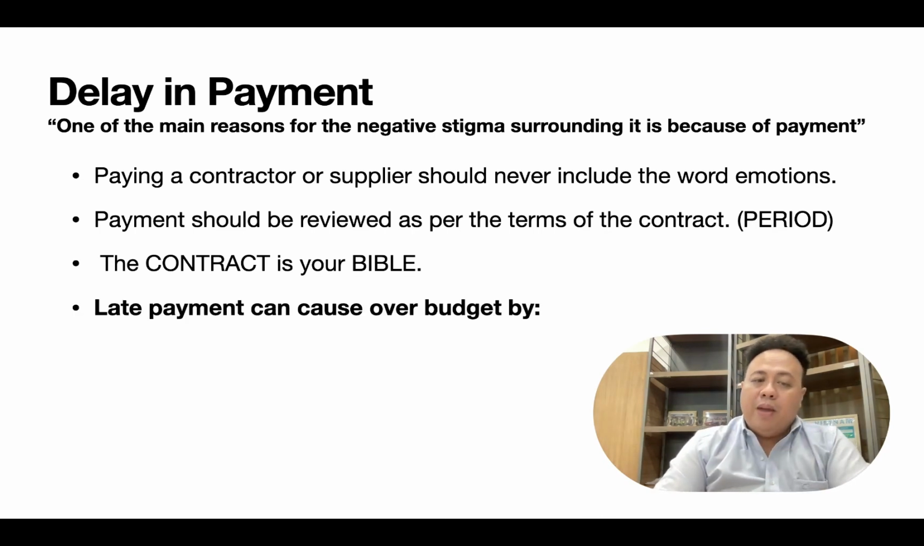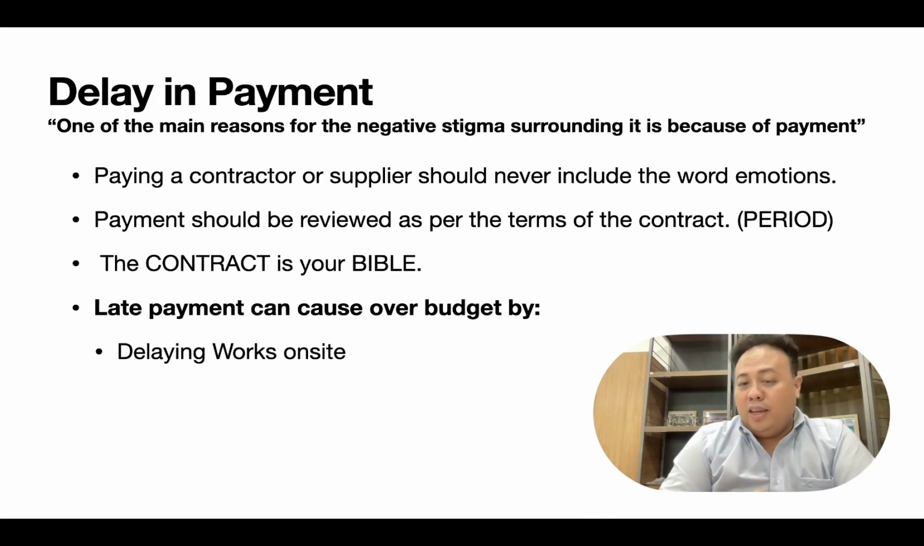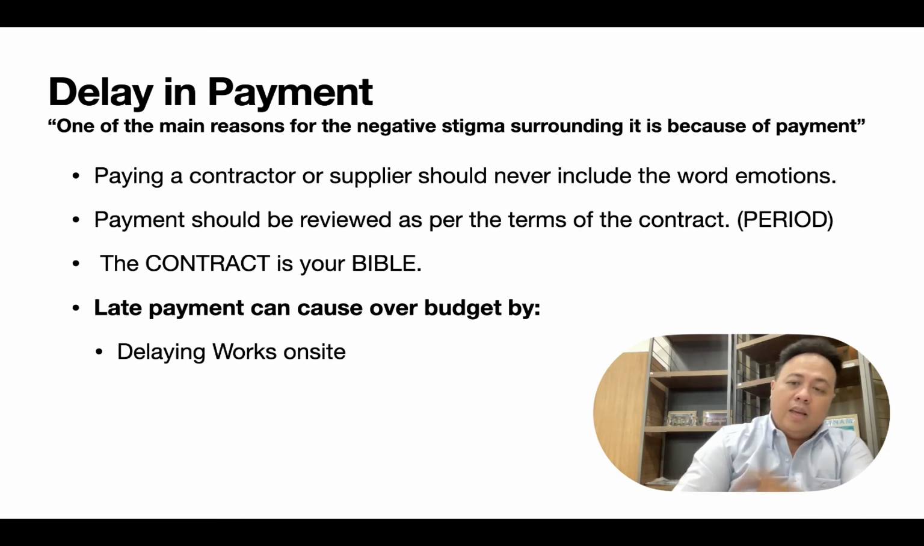So late payment can cause over budget. What happens? If there is an argument over the unit cost and payments, usually contractors will stop work on site. What is the result? You will have loss of time, and time is money.